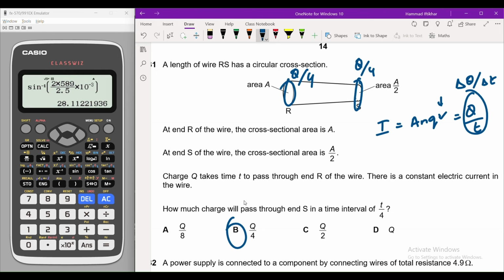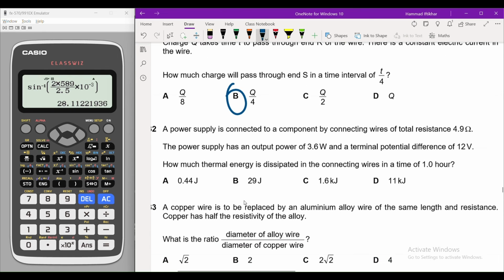A power supply is connected to a component by connecting wires of total resistance 4.9 ohms. The power supply has an output power of 3.6 watt and a terminal potential difference of 12 volts. How much thermal energy is dissipated in the connecting wires in a time of 1 hour?